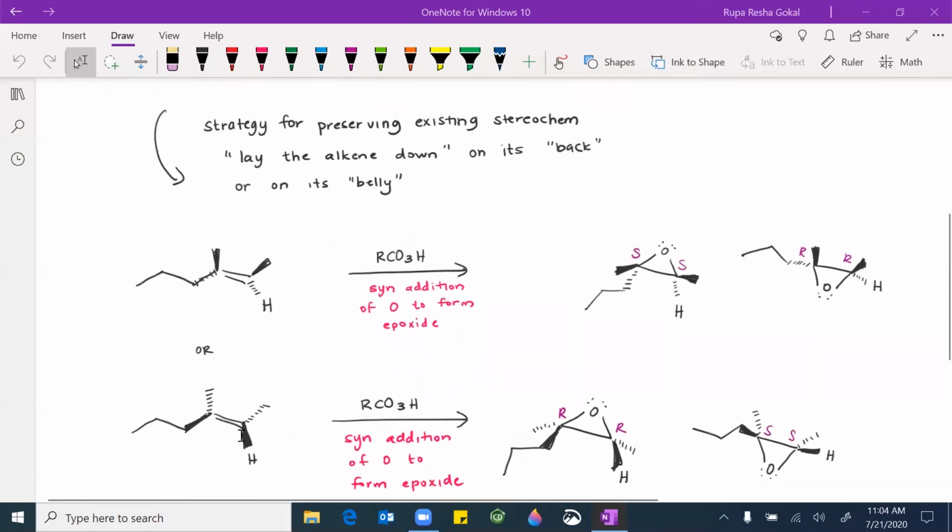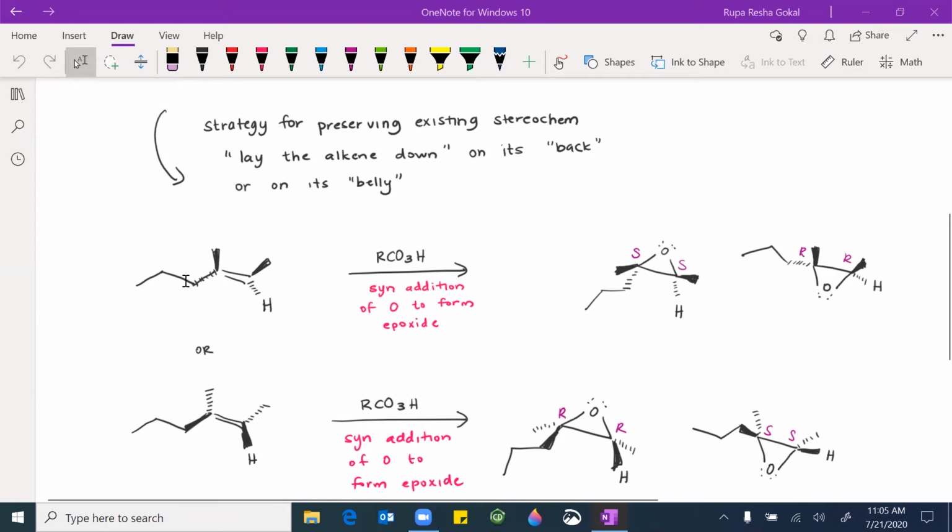Or I could have laid it on its back and put the methyls away from us and put the propyl and the hydrogen out at me, okay? And then I introduce the syn addition of the oxygen to form the epoxide. Since it's syn, that means same face, so that's going to be both bonds to that oxygen on the top here, or I could form it at the bottom here.